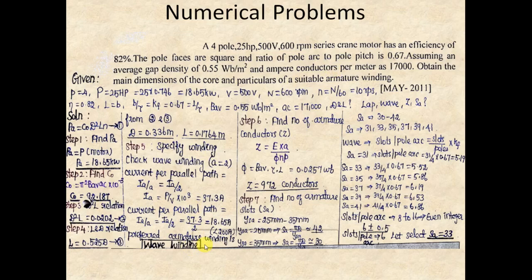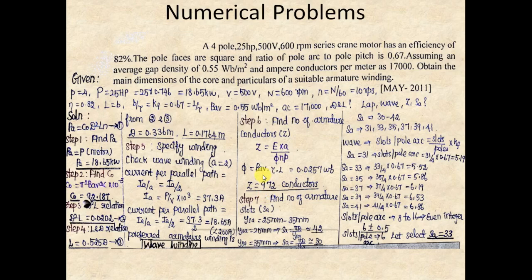Once after fixing that, in the next step we will be identifying the value of armature conductors. The value of armature conductors can be determined by using this relation, but the value of phi is not given directly in the problem. Indirectly, you are provided with the value of specific magnetic loading.